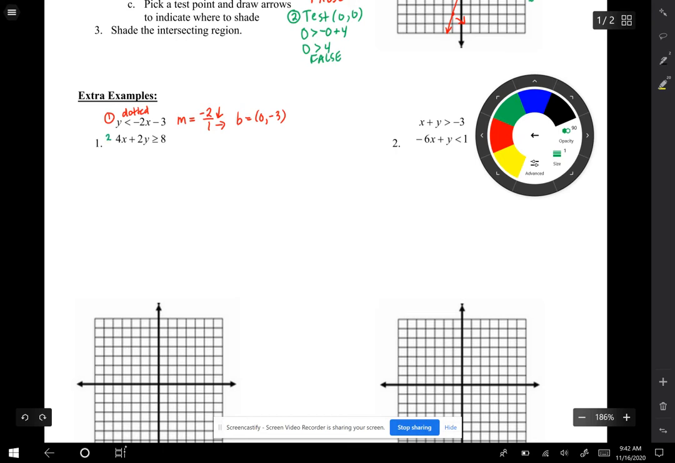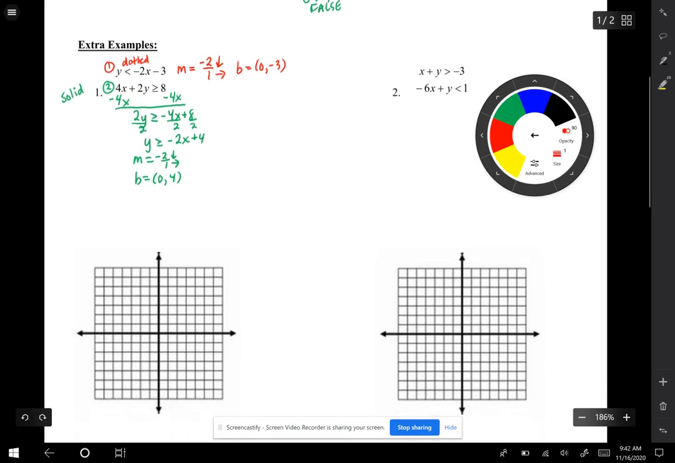Inequality number 2, we want to either use x and y intercepts or do slope-intercept form. And since students like slope-intercept form, I'll stick with that. So we have 2y is greater than or equal to negative 4x plus 8. Divide everything by 2. y greater than or equal to negative 2x plus 4. Slope is negative 2 over 1. y-intercept is (0, 4). And that is a solid line, so greater than or equal to.